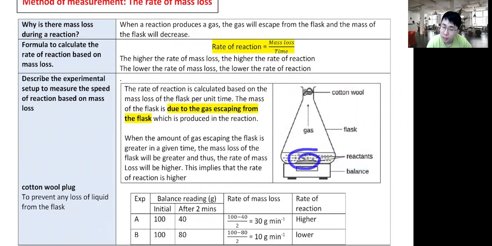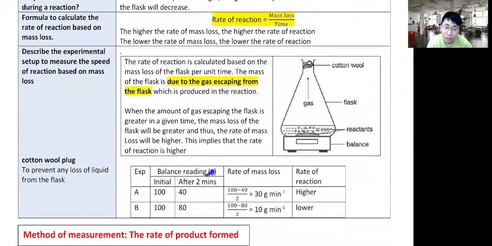When this solid powder reacts with the acid or anything, it releases gas bubbles. I use cotton wool and let the gas flow out, it doesn't matter. But what happened is in the beginning, the initial reading is 100 gram. After 2 minutes it is 40 gram. That means when the gas flows out, the reactant is used up. The reactant gets lesser and lesser in mass, so we know that the mass decreases. This is from 100 to 40 after 2 minutes.